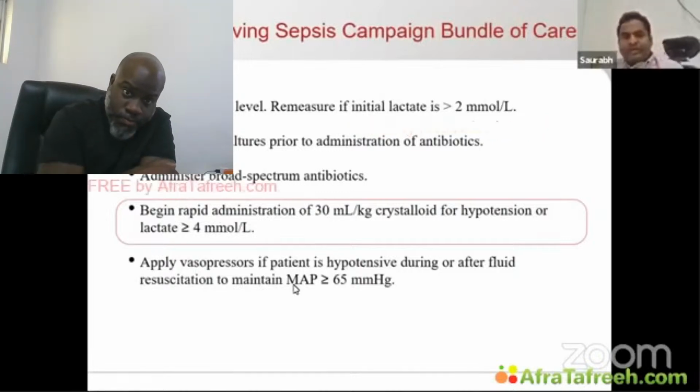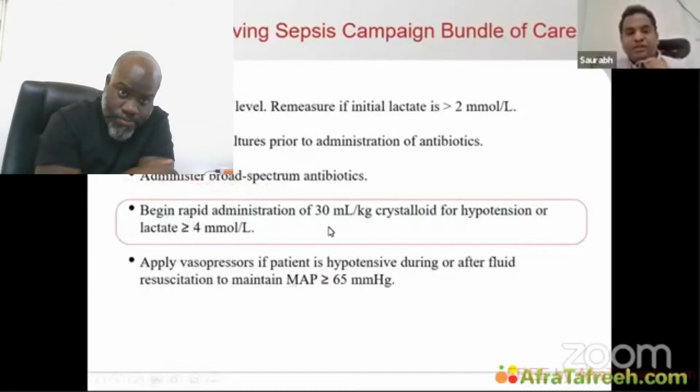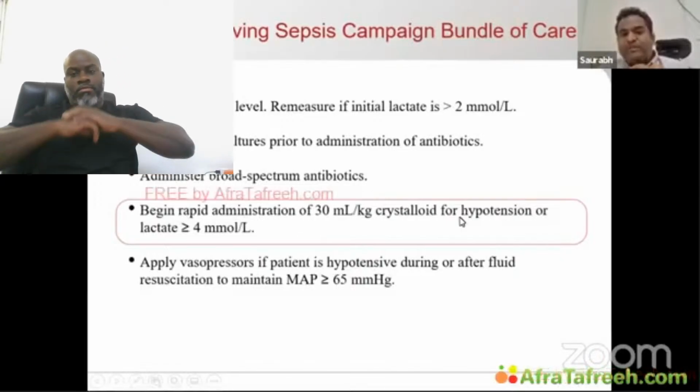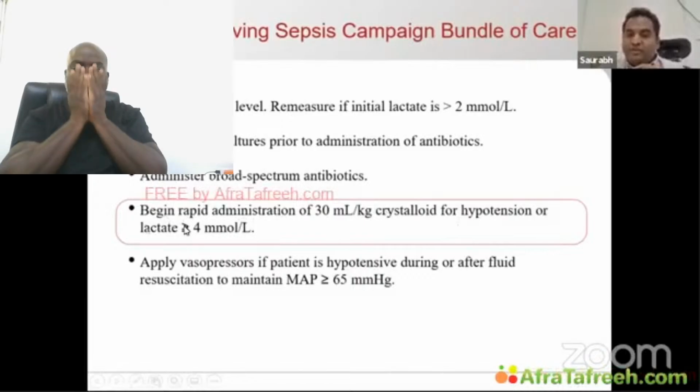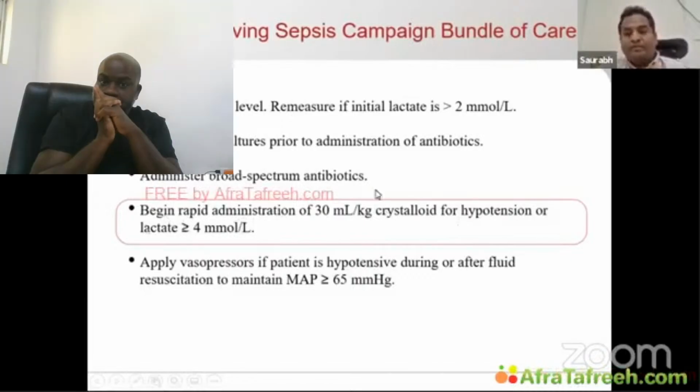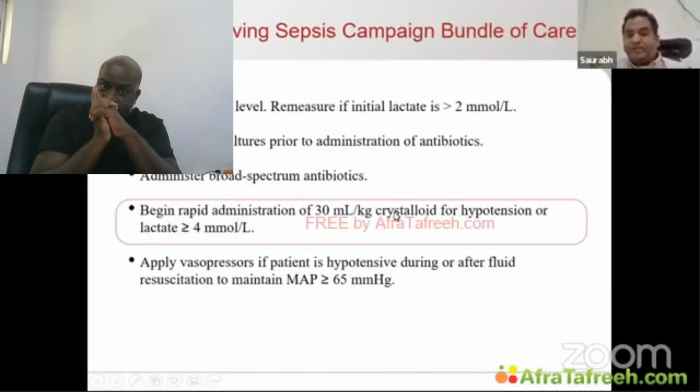Okay. Right. Thank you. So now we come to the fourth point, that is the administration of fluid. So you just need to read this, that begin rapid administration of 30 ml per kg of crystalloid for hypotension or lactate level more than 4. So these are the two situations where you need to give a bolus of fluid. Bolus of fluid is 30 ml per kg.